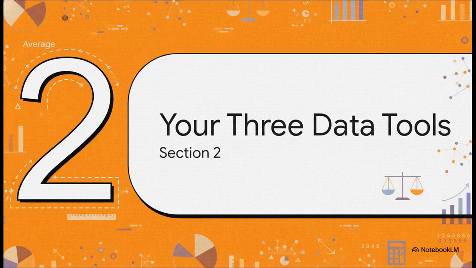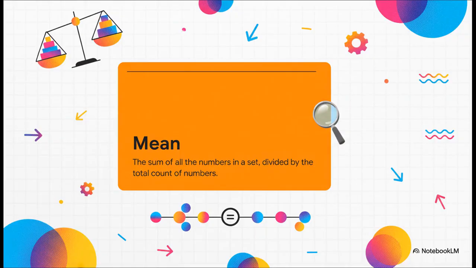Our very first tool is probably the one that most people think of when they hear the word average. And this is the mean. It's that classic average you almost definitely learned back in school. The whole idea is to find a kind of balance point for all the data, like you're sharing the total value equally among every single data point.